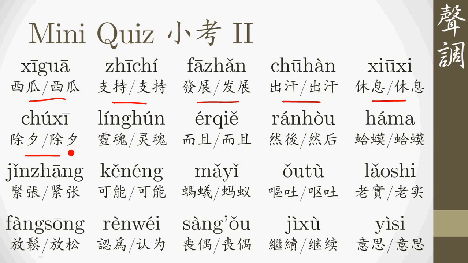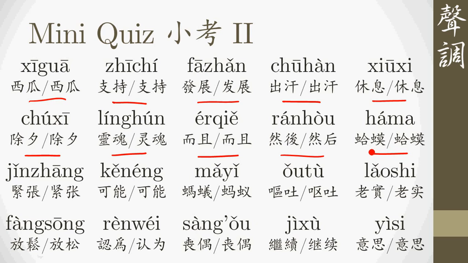除夕, which is Chinese New Year's Eve for the Spring Festival. 除夕. Next, 灵魂, which is a soul or spirit. 灵魂. Next, 而且, which is moreover, 而且. Next, 然后, which is afterwards, 然后.